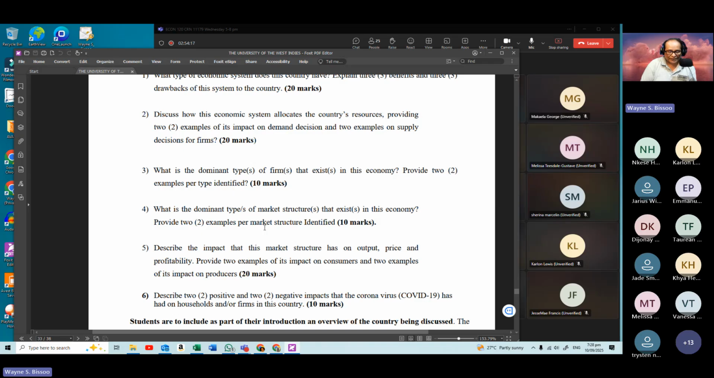And when you're presenting, make sure you understand, do you know how to pronounce them properly if you come across them? All right, question 5. Describe the impact that this market structure has on output prices and profitability. That has to do with theory of the firm and price determination and profit determination. So provide 2 examples of its impact on consumers and 2 examples on producers, and these have to be specific to the countries that you're looking at.